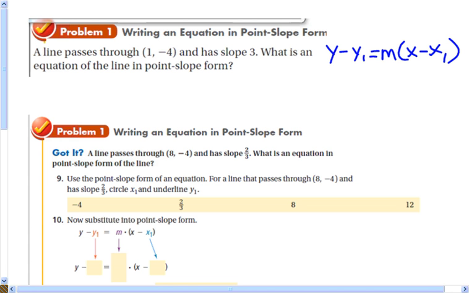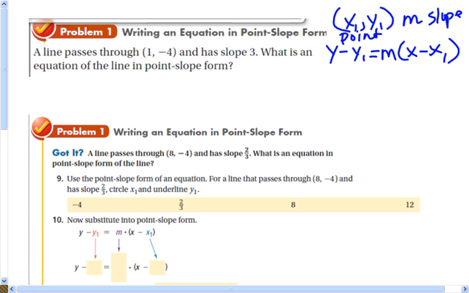So a line passes through the point 1, negative 4, and has a slope of 3. What is an equation of a line in point slope form? So now remember, x sub 1, y sub 1 is any point. So just take those values and substitute them for x sub 1 and y sub 1. And m is the slope. So any point and the slope.